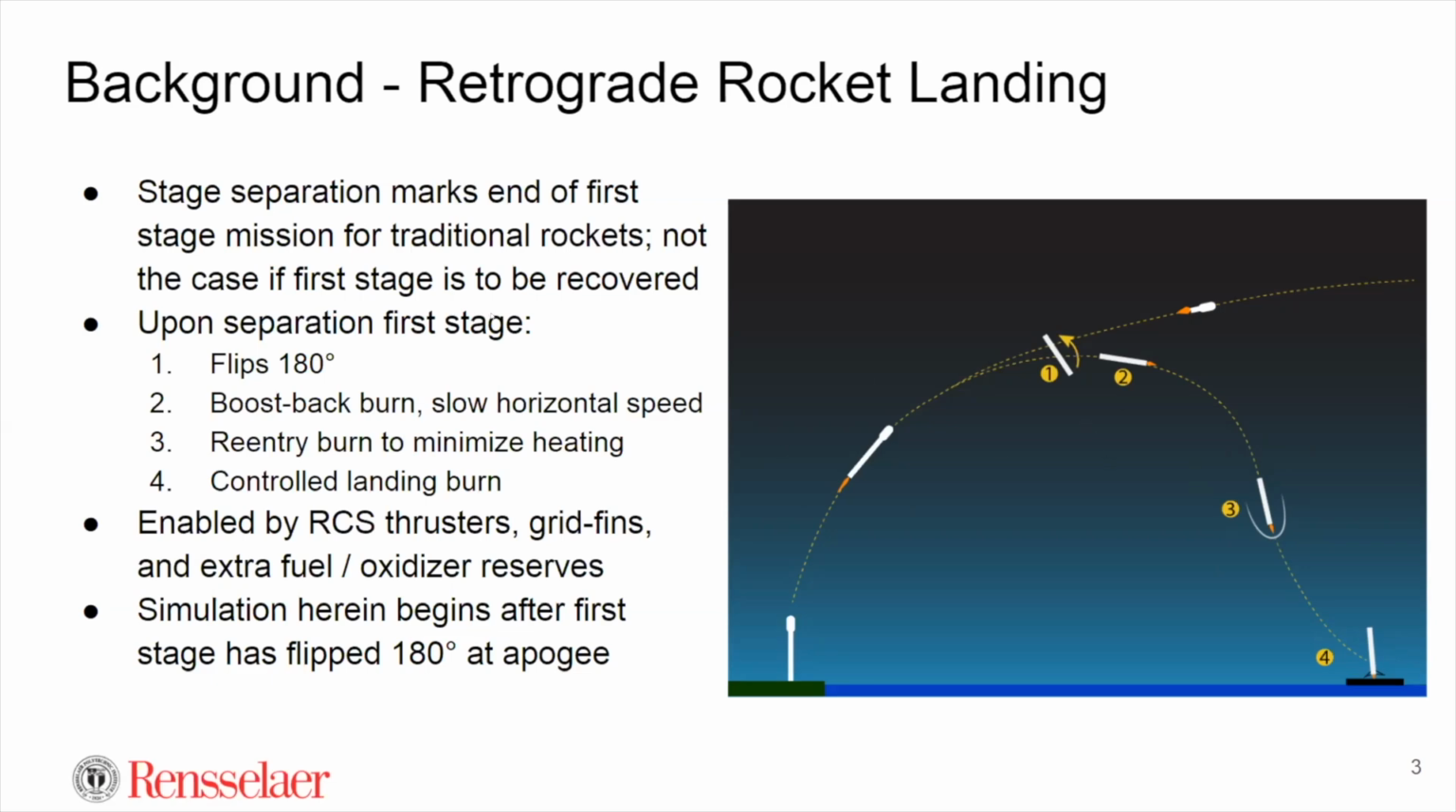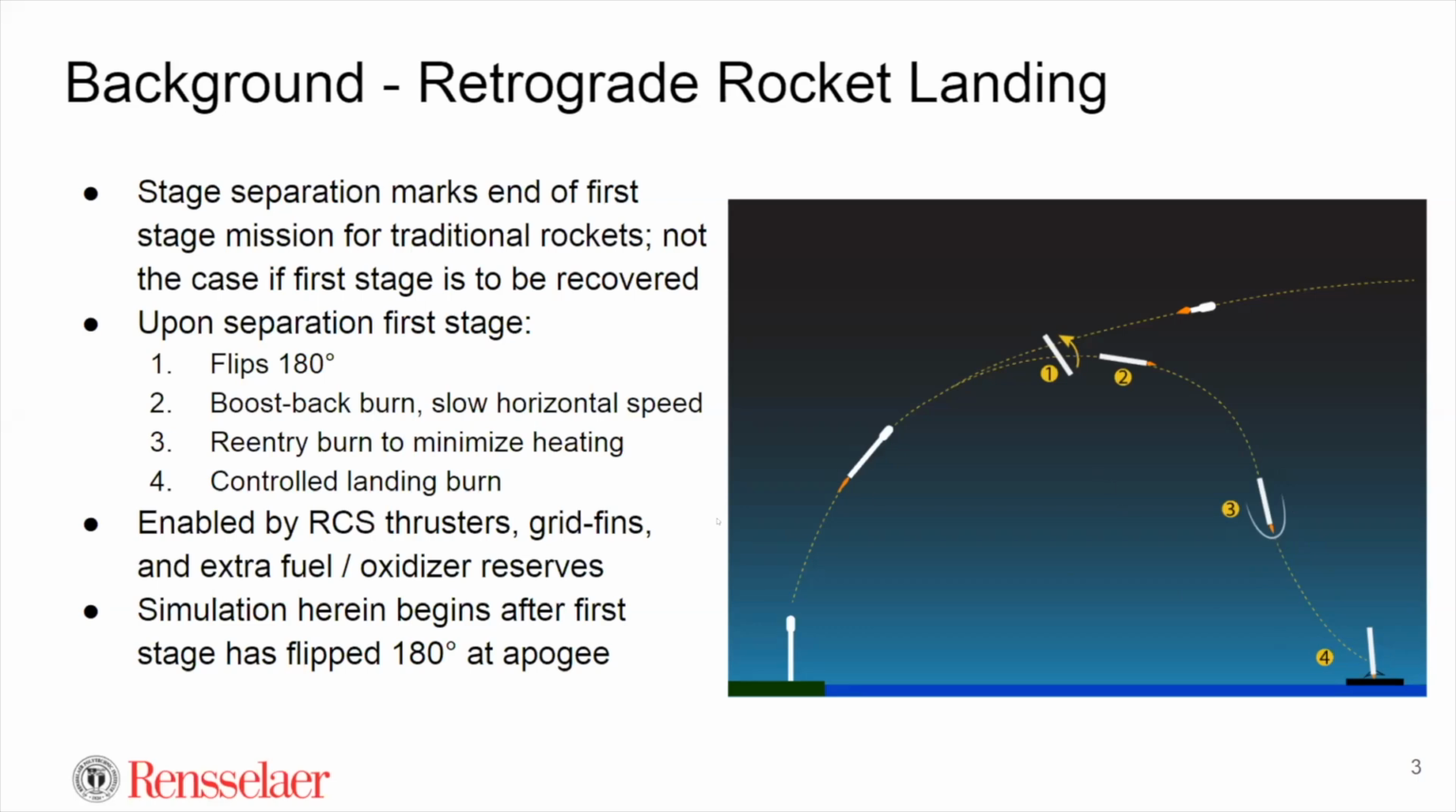So what happens there is right at stage separation, as modeled in this image on the right here, the first stage has to flip around and do a 180 so the engines are facing the reverse direction. Then it does what's called a boost back burn to slow down its horizontal speed. And then it does a re-entry burn to slow down vertical speed during re-entry to minimize heating. And then lastly, it does its landing burn to ideally land back on Earth at elevation 0. It's supposed to be at velocity 0.